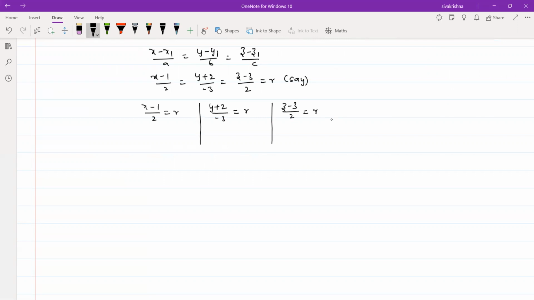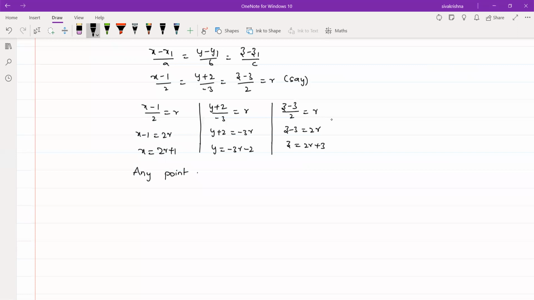Okay, so from this we can write x minus 1 is equal to 2r, and x is equal to 2r plus 1. And from this we can write y plus 2 is equal to minus 3r, and y is equal to minus 3r minus 2. And from this z minus 3 is equal to 2r, and z is equal to 2r plus 3. Okay, so these are the values of x comma y comma z, and we can write any point.